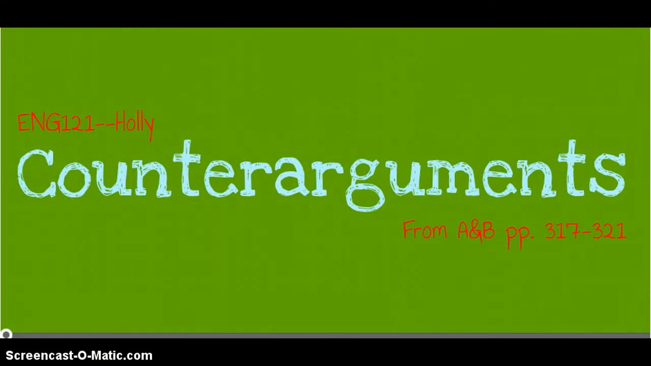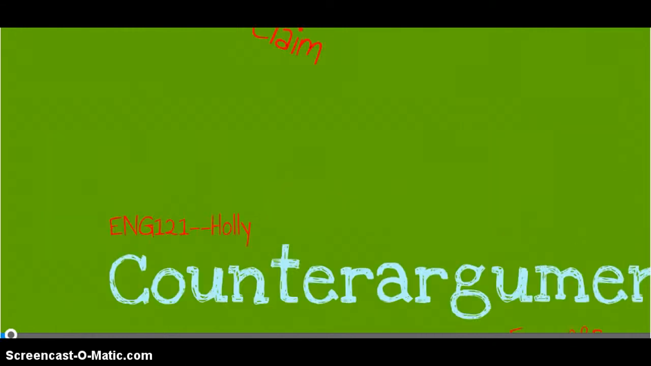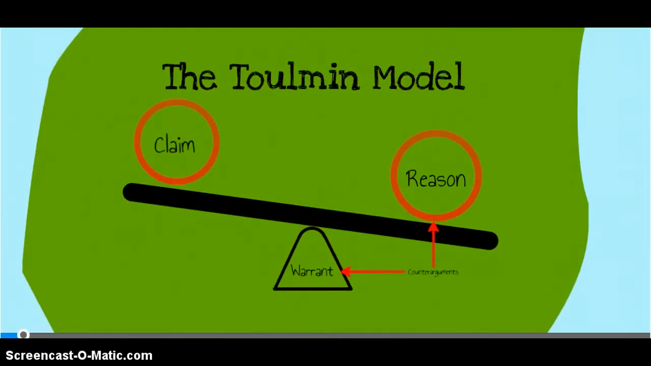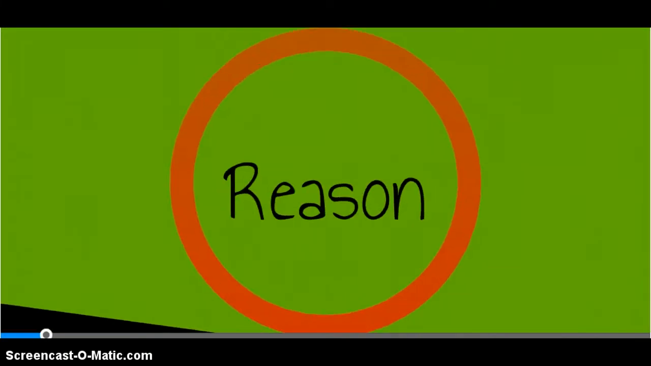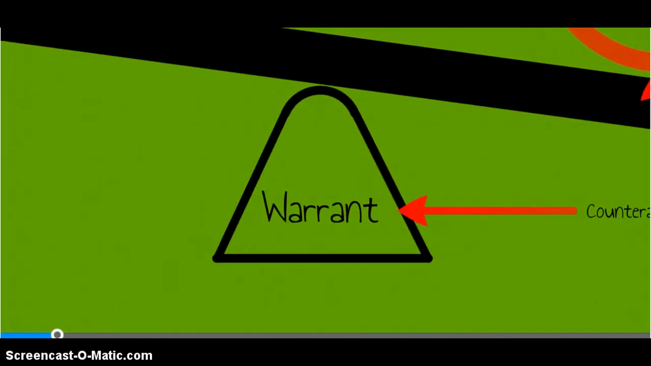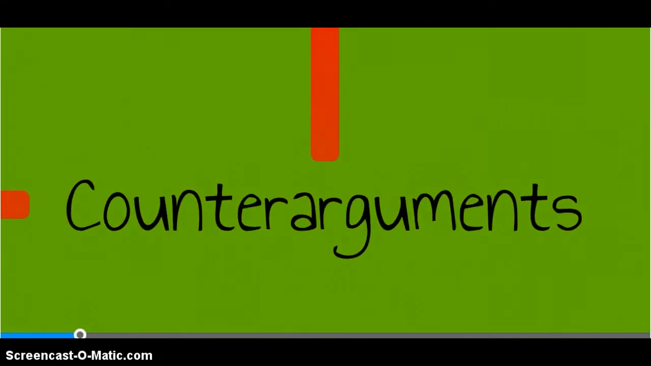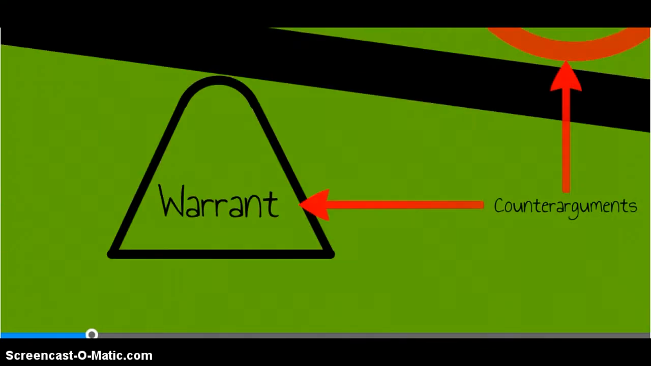English 121, Counterarguments, from the Allen & Bacon Guide, pages 321 to 325. When analyzing the counterarguments in your texts, remember the Toulmin model. A skeptical audience can attack an argument either by attacking a writer's claim and reasons, or the underlying assumption or warrant beneath that connection. Either one of these is a point for counterarguments to arise.